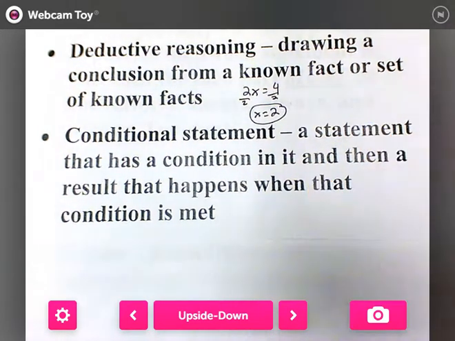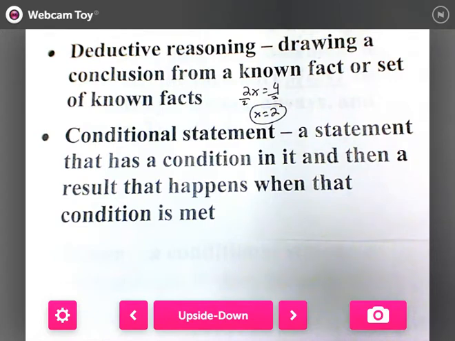A conditional statement is a statement that has a condition in it and then a result that happens when the condition is met. A conditional statement that I often like to use is, if it's a Tuesday, then it is a weekday, right? It gives you, it must be something because.